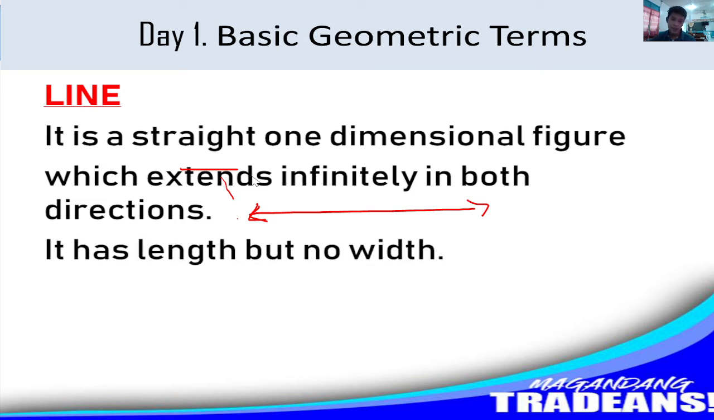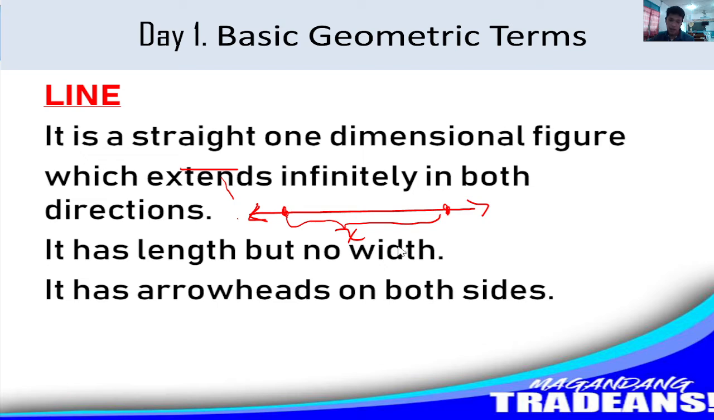So next, it has length but no width. Meron siyang measurement. For example, this one. Itong length nito, meron siyang measurement. For example, the measurement of this is x. So there is a length but no width. Wala po siyang width na tinatawag. Okay. Ang root word nga pala ng length is long, kaya meron siyang line tinatawag. It has arrowheads on both sides. Meron daw siyang arrow on both sides. Arrowheads po ang tawag nito.